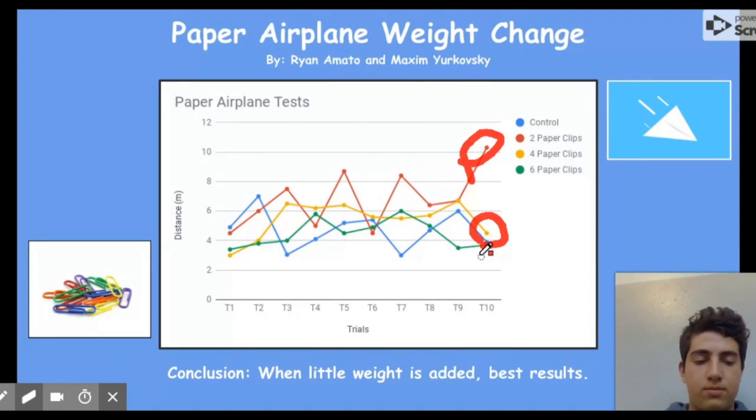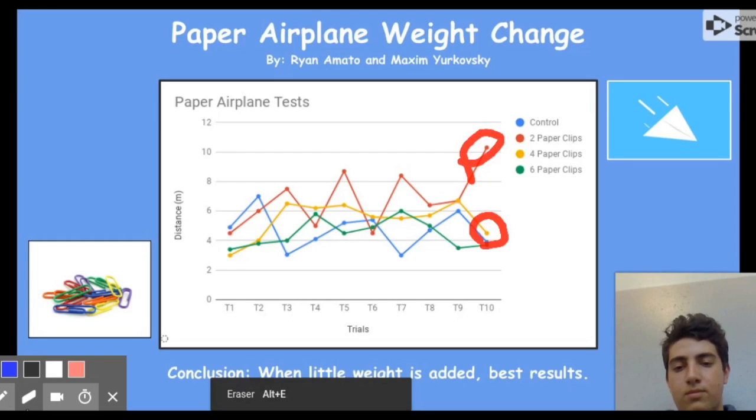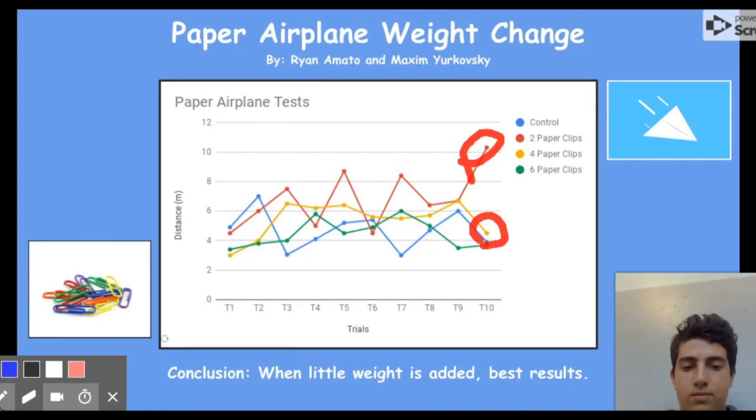In conclusion, what we have found with this experiment is that a little bit of weight goes a long way, as the plane reaches longer distances than it did in the control trial, but too much weight drastically decreases the distance that the plane reaches.